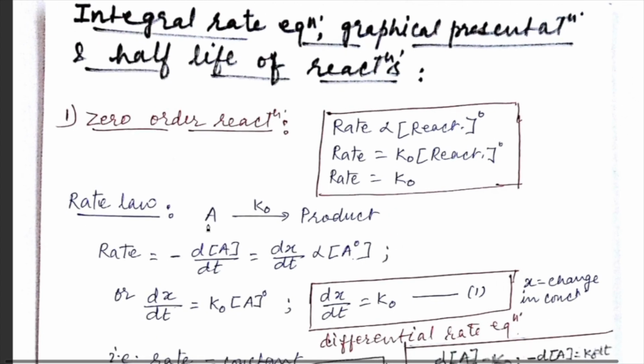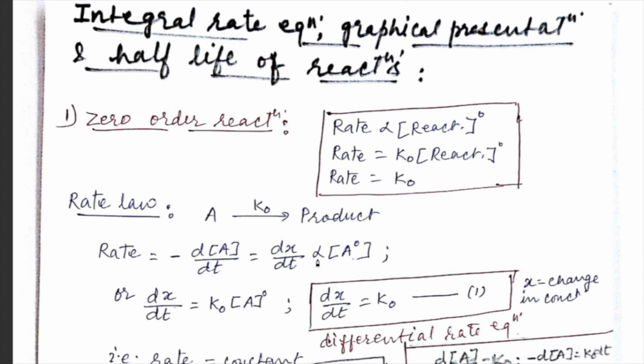Now suppose this is a zero order reaction in which A is converted to product. Now the rate of this reaction can be represented by this formula, minus dA over dt. If we want to see the change during this small time interval dt, then dA can also be written as dx. X is the change in the concentration of reactant. So minus dA over dt can also be written as dx over dt, and it is proportional to A naught.